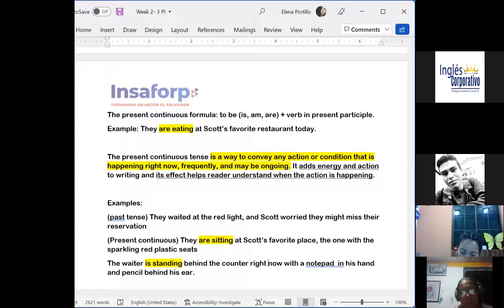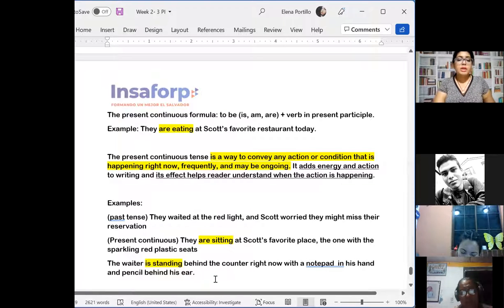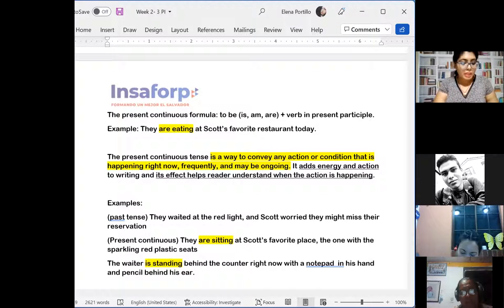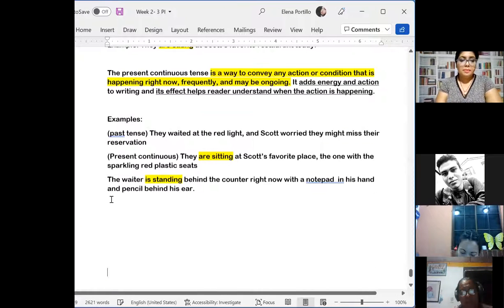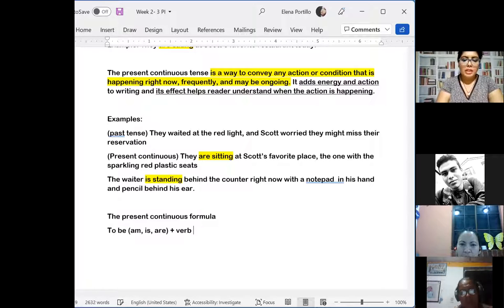We have some specific structure, or some specific formula that we are going to use to create this kind of sentence. So in this case, we are going to see what are the formulas that we have for this present continuous tense. So we have to be, is, are, plus the verb in present participle.